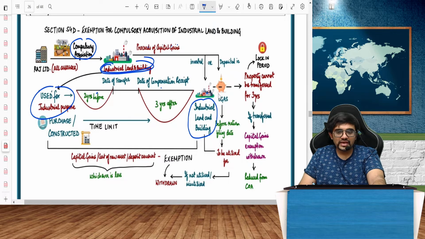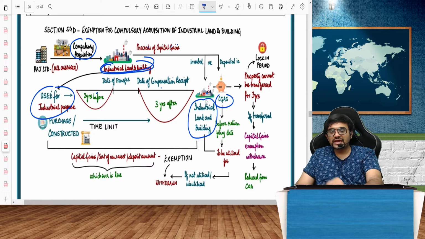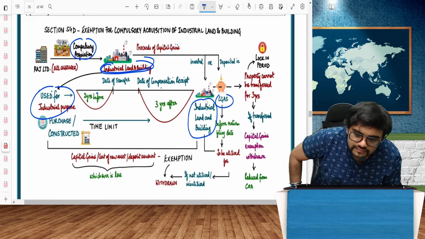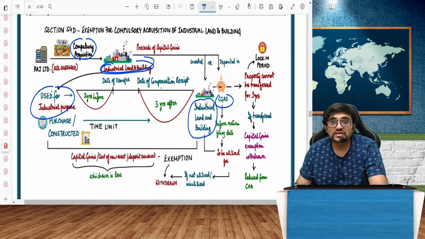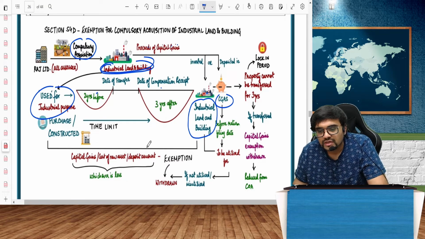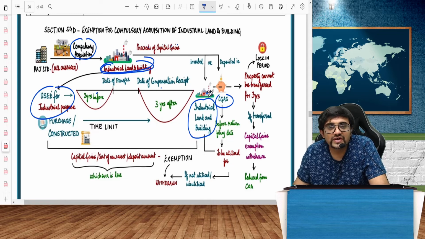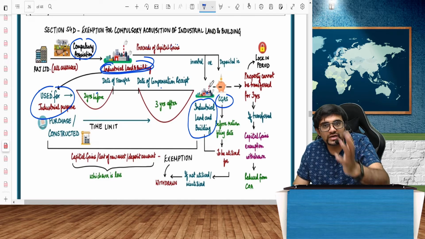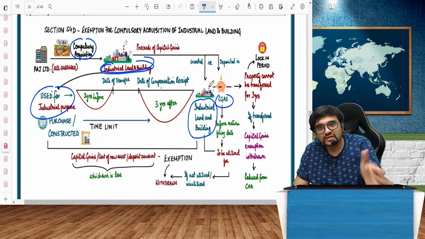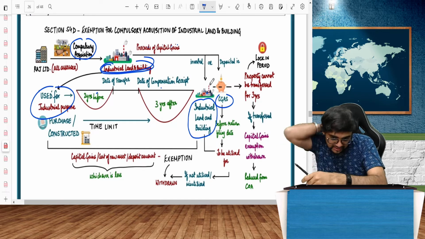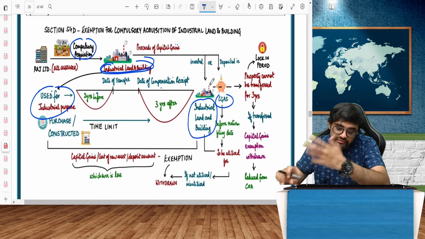Otherwise, same. Again, what should I do? I invest in the capital gain account scheme, and that will not be transferred for 3 years, the lock-in period. When should I deposit in the capital gain account scheme? Before the due date of filing the return. Again, if I don't deposit and it is not utilized, it is withdrawn. Similarly, within 3 years, if I sell that new asset bought, the exemption is gone.